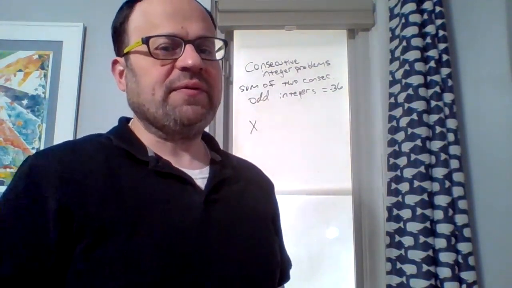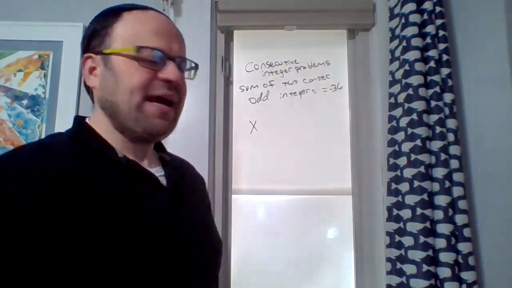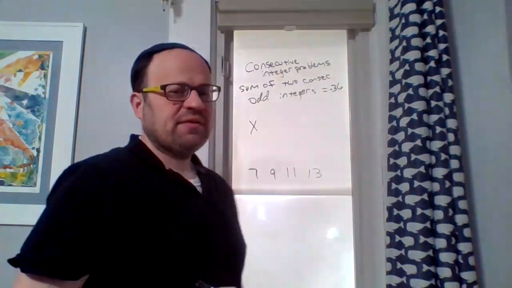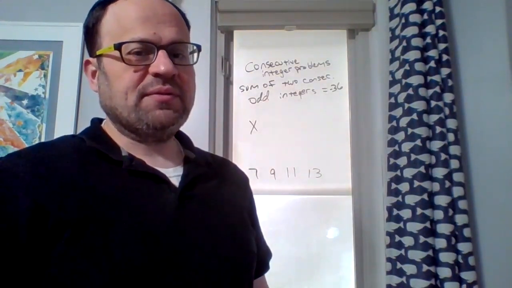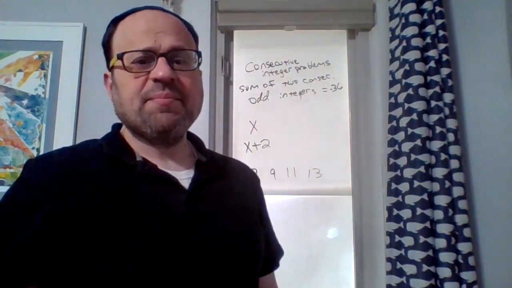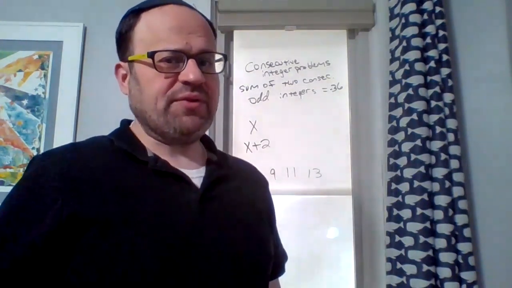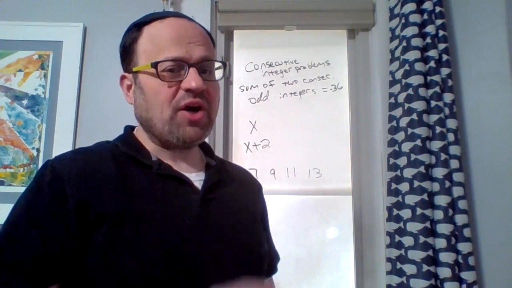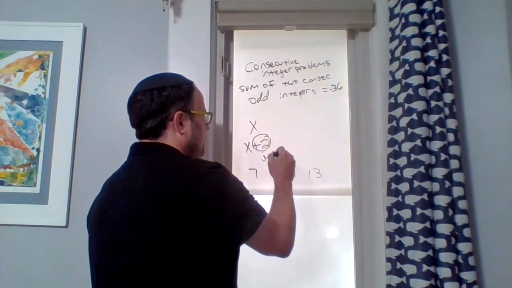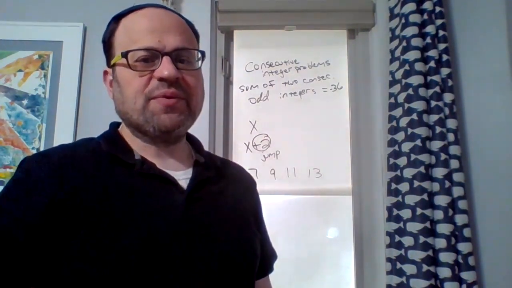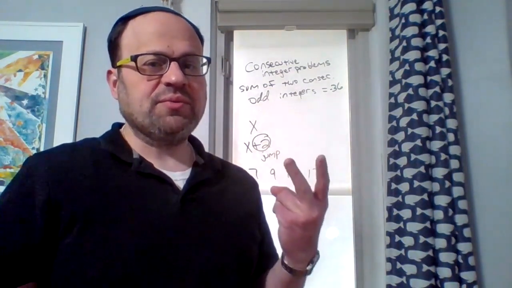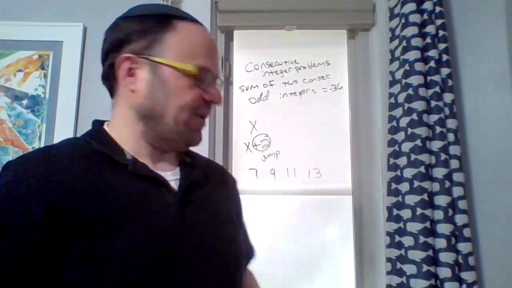But what's the next one? Think for a moment, what's the pattern with odd numbers? 7, 9, 11, 13. They also jump by 2's. This part is going to sound a little weird, but the next number is also x plus 2. Right? Even though they're odd, what's this plus 2 telling me? It's telling me the jump. What's the jump from one number to the next with odd integers? Also 2, just like with even numbers.